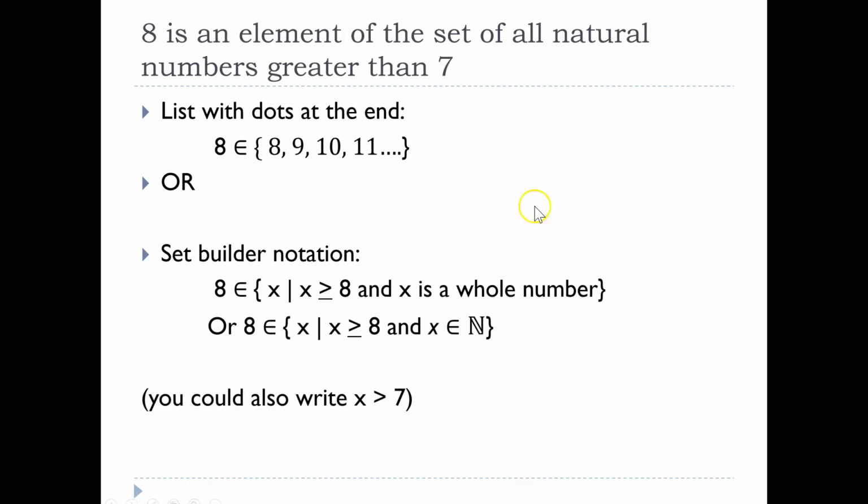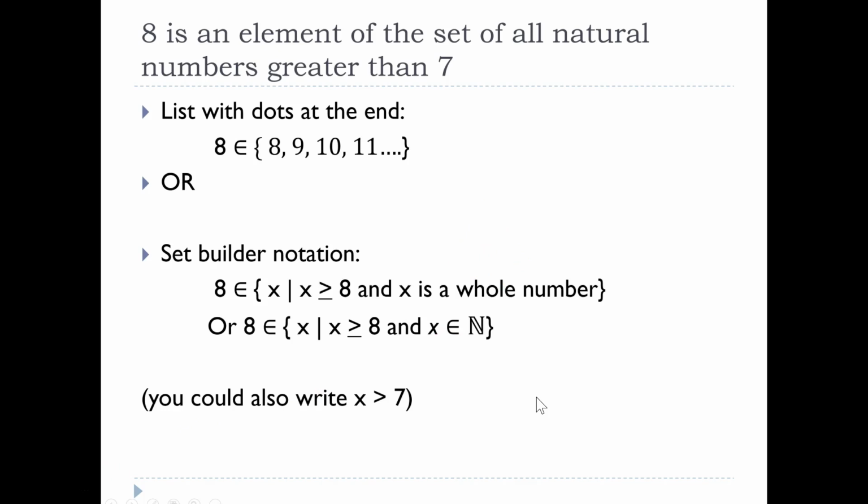There are several ways to do this, but here, since they're natural numbers greater than 7, we don't put 7. We put 8, 9, 10, 11. Those are the numbers greater than 7, and ... to show that it keeps going. In set builder notation, we could use greater than or equal to 8, or maybe more naturally you would write greater than 7. Either one is fine. But you have to say that x is a whole number, or that x is an element of the natural numbers, or something like that. Otherwise, we would have all the fractions and decimals that are greater than 7 as well.